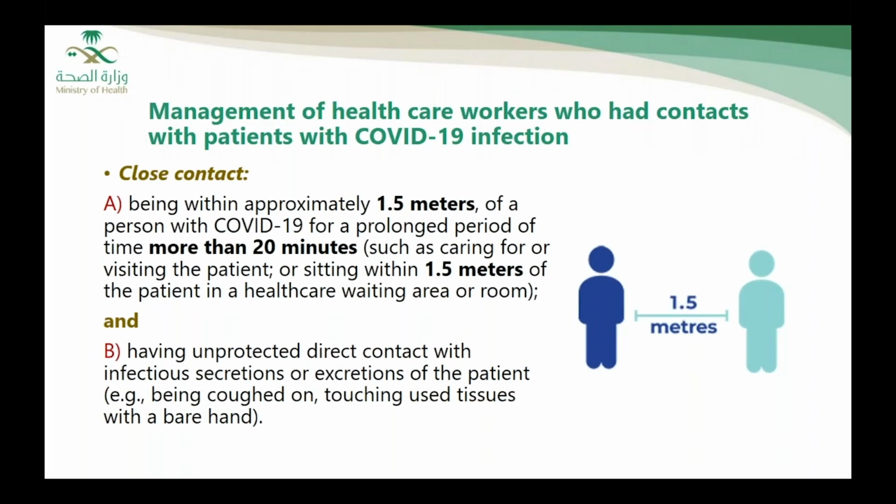Close contact. A, being within approximately 1.5 meters of a person with COVID-19 for a prolonged period of time, more than 20 minutes, such as caring for or visiting the patient or sitting within 1.5 meters of the patient in a healthcare waiting area or room. And B, having unprotected direct contact with infectious secretion or excretion of the patient, for example, being coughed on or touching used tissue with a bare hand.